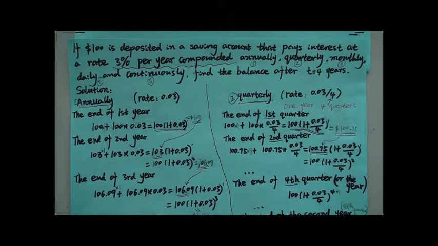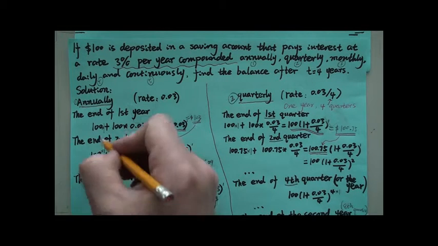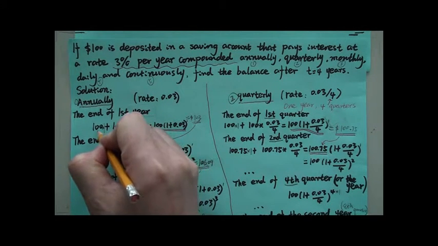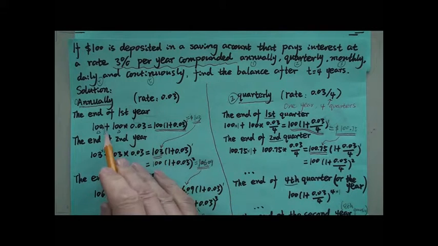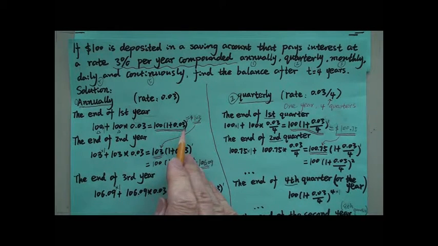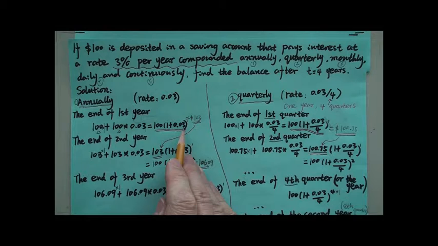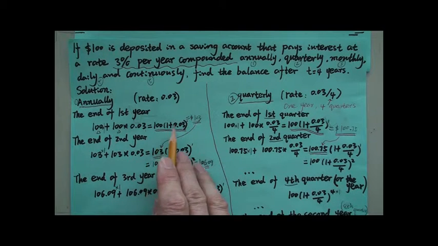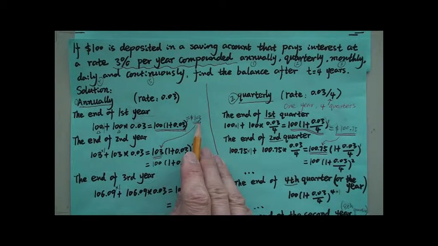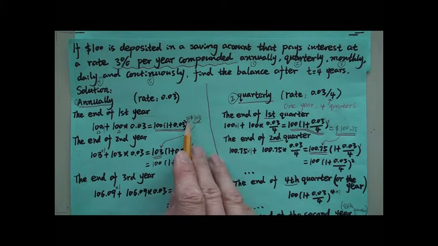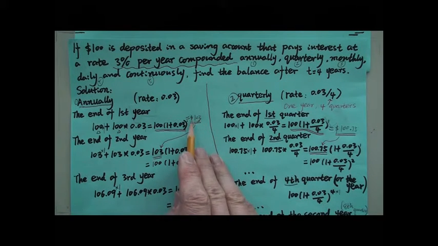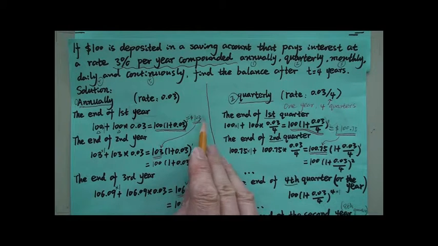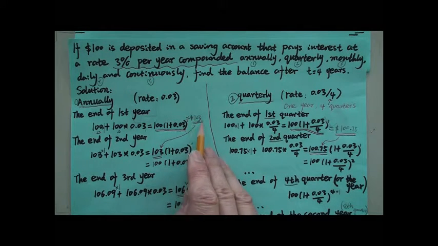If you pull 100 out, then you have 1 plus 0.03, which is 1.03 times 100. Still, you have $103. So this amount is the end of the first year. That's also the beginning of the second year, $103.